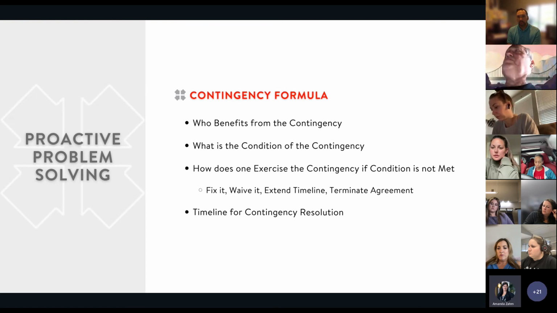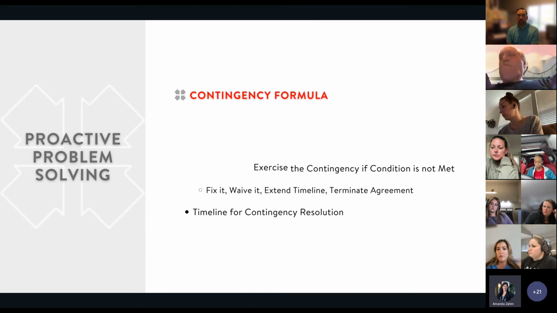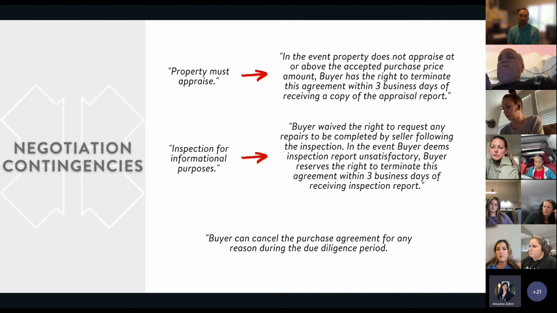Are we fixing something? Are we waiving the condition? Are we extending a timeline? Or is this agreement just terminated? And then what is the timeline for that resolution? So some examples of that, one that he brought up, he said he sees this a lot. Property must appraise. Well, that could mean a lot of different things. That just that we have to have an appraisal, or what does that mean?